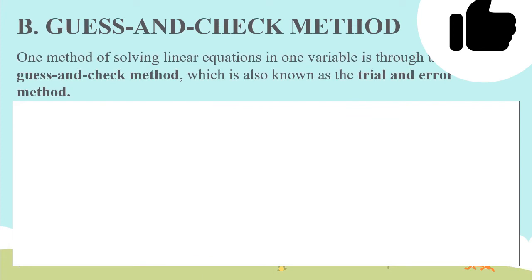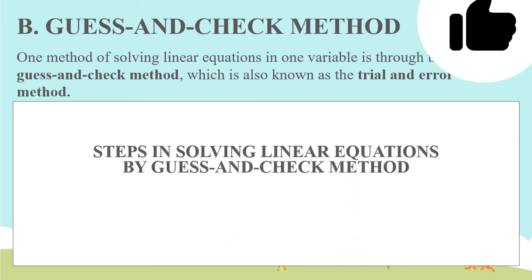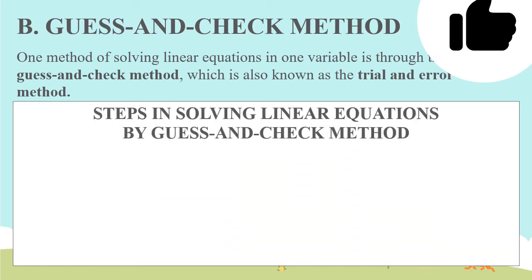Let's go to the guess and check method. Guess and check method is one method of solving linear equations in one variable. Guess and check method is also known as the trial and error method. Steps in solving a linear equation by the guess and check method.